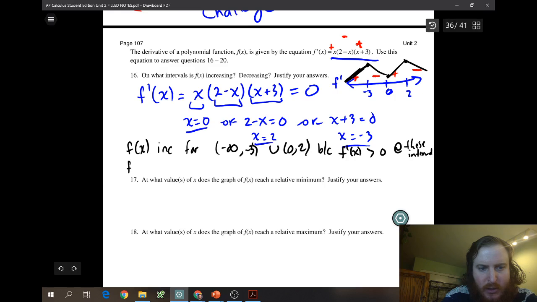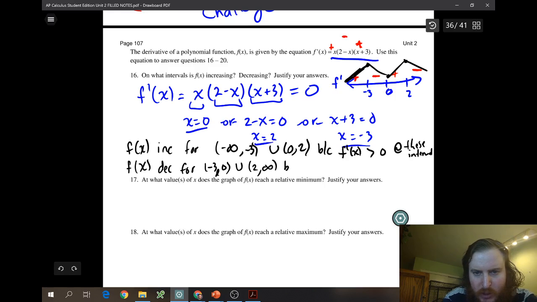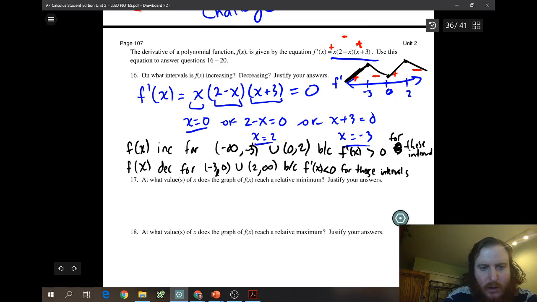We didn't have to actually solve for it. Then f of x decreases for negative 3 to 0, union 2 to infinity. Same reasoning, but just flipped, because f prime of x is less than 0 on these intervals. And I said I'm going to try to use the word "for" with intervals if I can, so we'll do that.